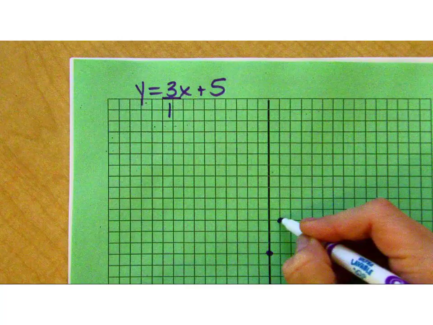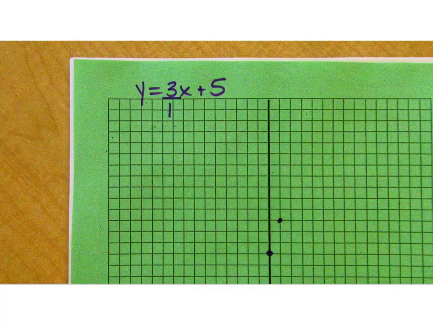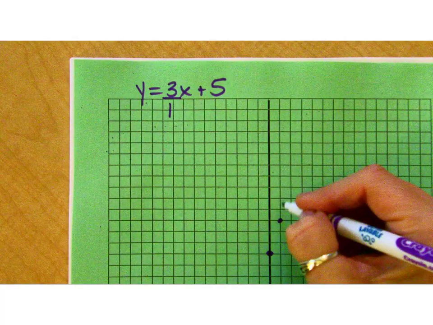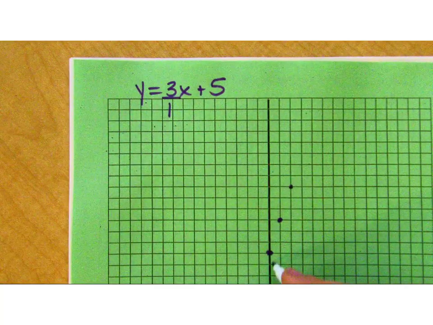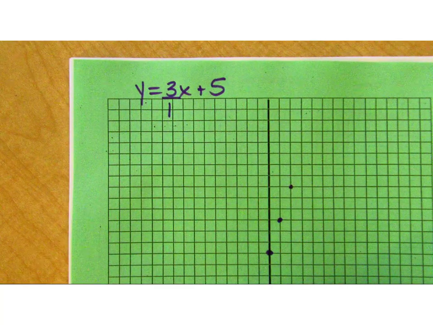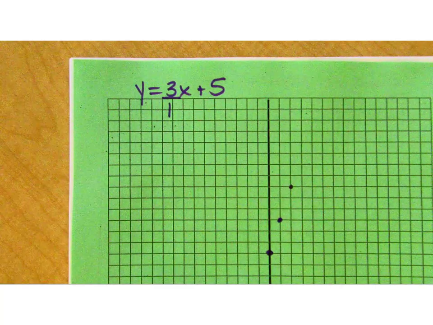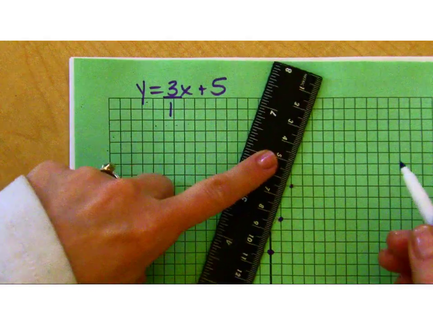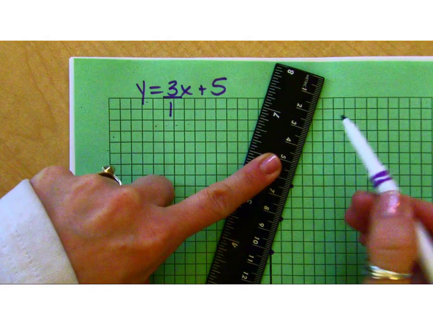And if you felt like getting a few more, up 3 over 1, you could go down and left. You could get a lot of good points. You really only need those 2, right? You probably don't have a ruler. Just make as straight of a line as you can.